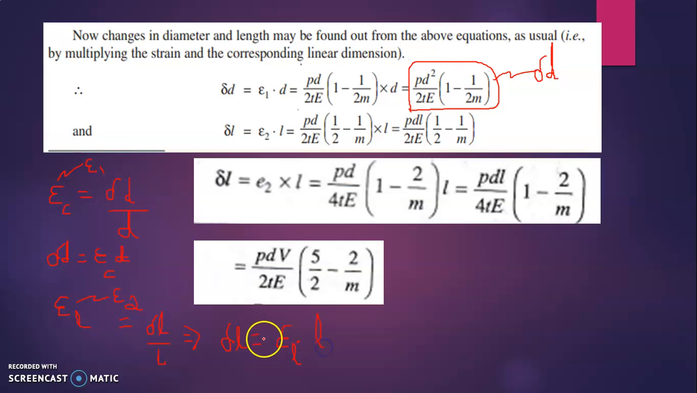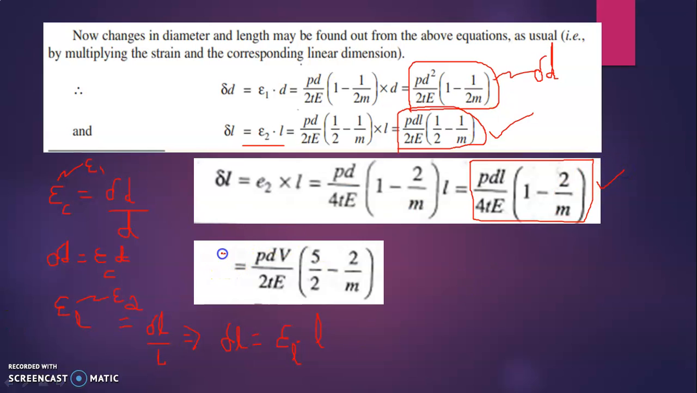Okay, original length, so that is this one. If you substitute, you get this as the final answer: PdL divided by 2tE into 1 divided by 2 minus 1 by m. Again, if you simplify this, if you multiply by 2, you get this. You can use any one formula you remember, either this or this, and you will get the same answer.